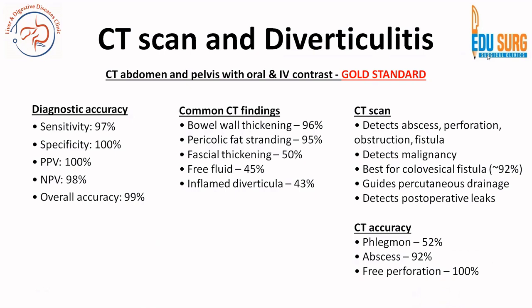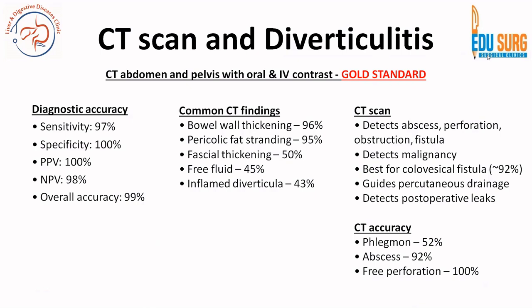So CT scan can help you in detecting abscess, perforation that is seen by free air, obstruction, you will see air fluid levels as well as the transition. Fistulas can be identified. Remember that it is the best for colovesical fistula. Nearly 92% of cases can be diagnosed easily with a CT scan. Helps in detection of malignancy as well as post-operative problems in a patient who's operated for diverticulitis.